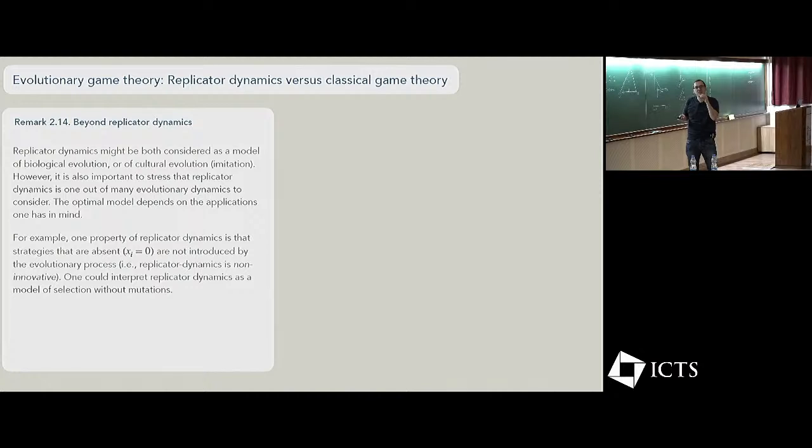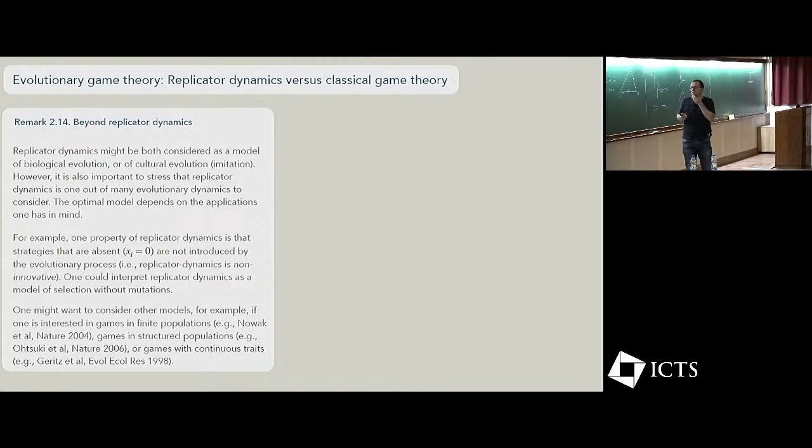If a strategy isn't there in the beginning, it will never occur. Even if there's this obvious strategy that would do better than everything else, people here are too stupid to come up with the strategy. And for some applications, that might be a property that you don't like. For example, you might want to introduce some mutations into this process, or you might want to introduce some limited kind of rationality, so that people are able to see that even if a strategy is not played now, it would be a really profitable strategy, so why not try it?